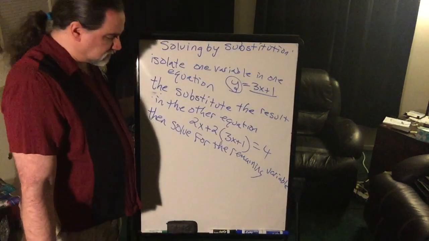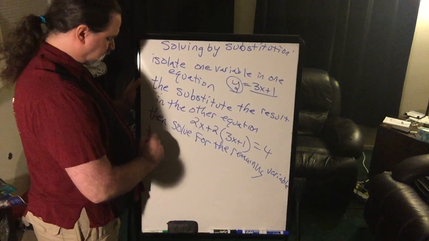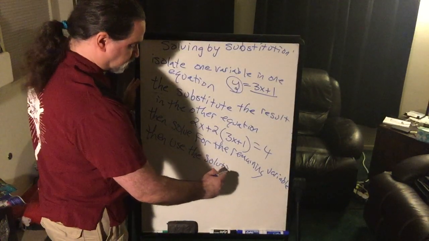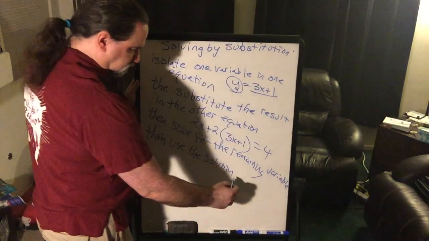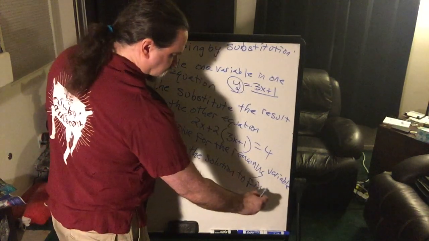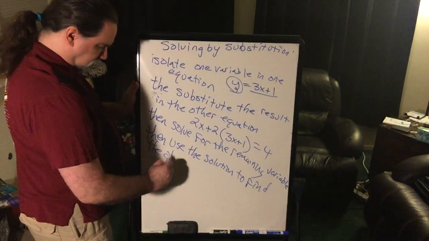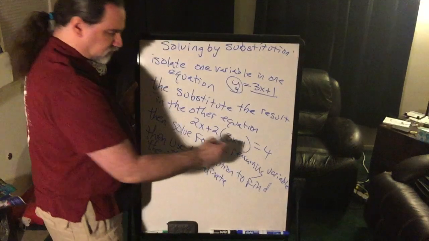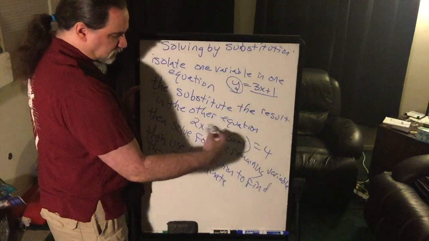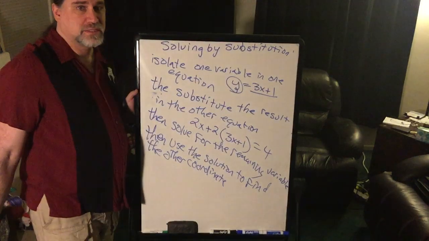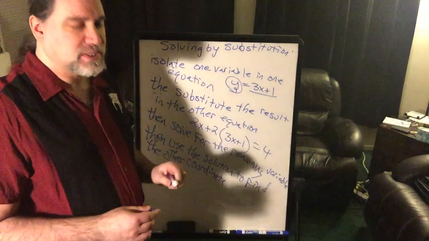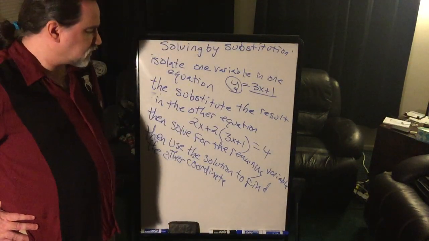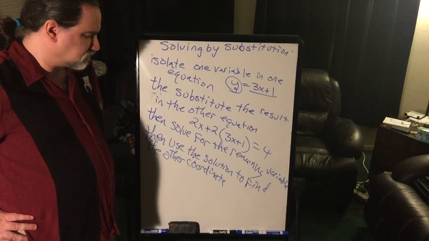And when you're done with that, we then use the solution to find the other coordinate. So in this case, we would have solved for x. We would then use whatever we got here for x to find y. Okay, so that's the process. That is how to solve a system of linear equations by substitution.